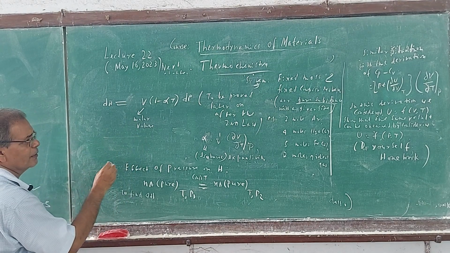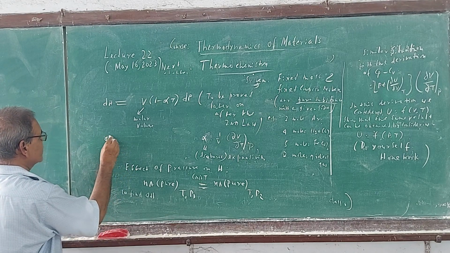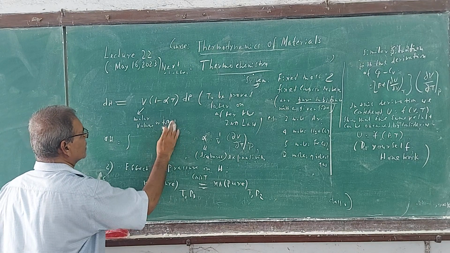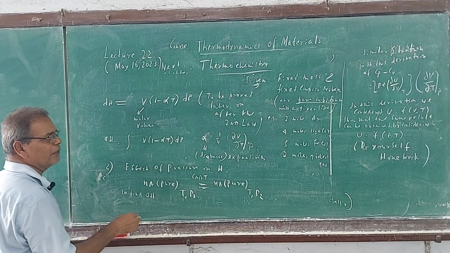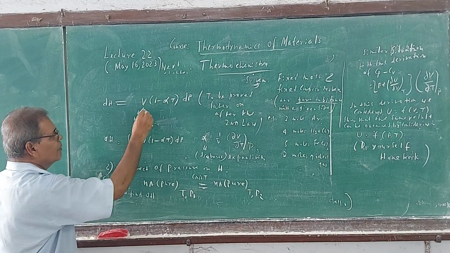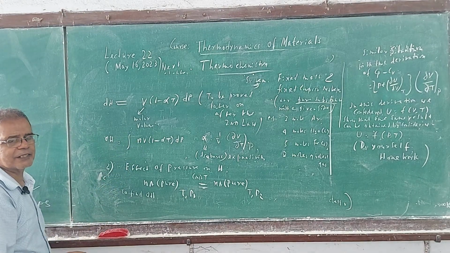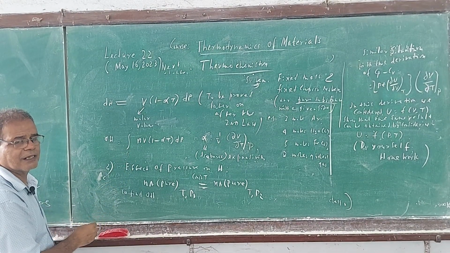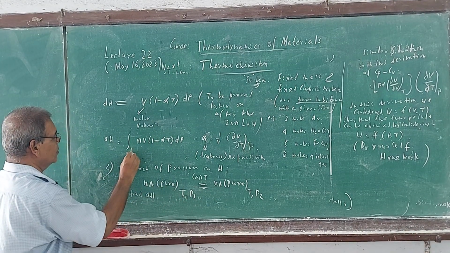So how do you get delta H? Integrate the molar volume or total volume. Delta H is the integral of V into 1 minus alpha T dP. For n moles, it is n times; if V is the total volume, then only V. So this is the answer. What are the limits? Integration has limits. Pressure is the variable, so follow the procedure: pressure changes from P1 to P2. This is the answer.